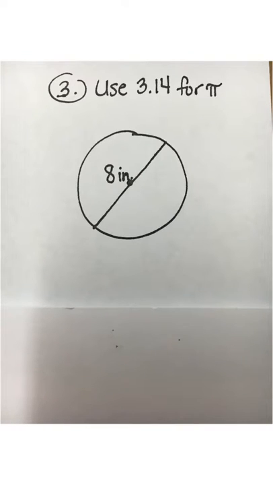Number 3, you're going to use 3.14 for pi. Again, you will notice that you have a diameter since it goes from the end of the circle to the end of the circle, and it is 8 inches. So the radius will be half of that, or 4 inches.